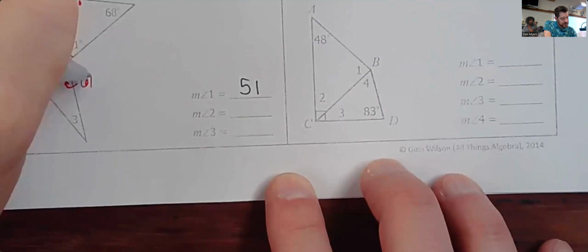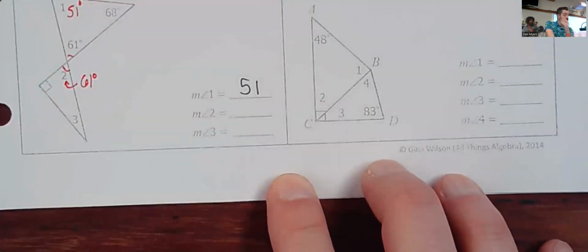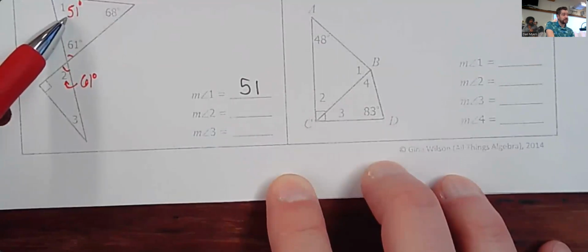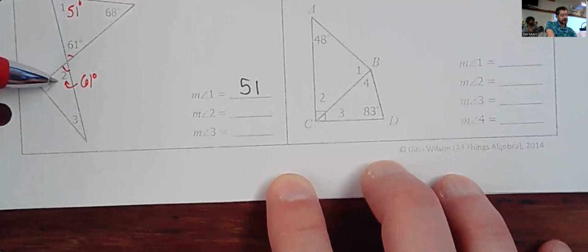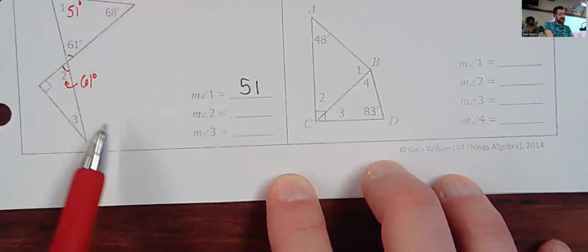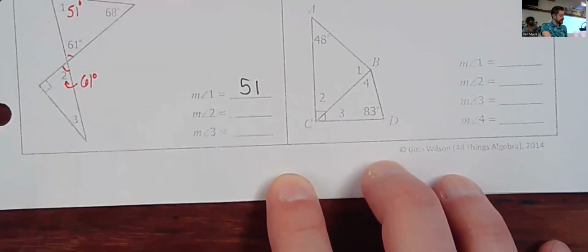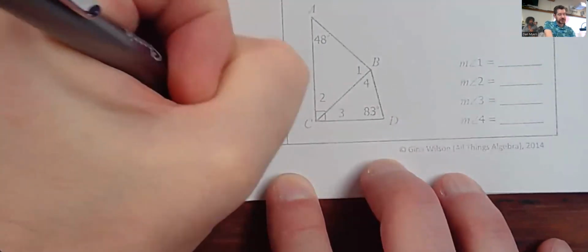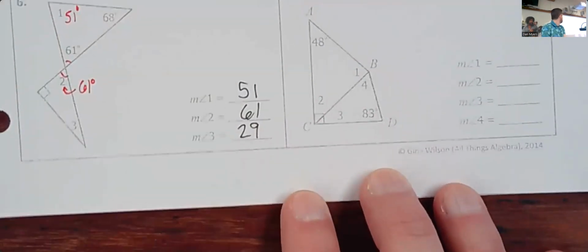So 180 minus 61 minus 68 gave us the 51. And then because 61 and angle 2 were vertical angles, that means they had to be the same. So 2 is also 61 degrees. Now we can take 180 minus 90 minus 61. Is that what you're asking? Yeah, for sure. So what do we get? 29. All right. So angle 3, 29 degrees. There we go.